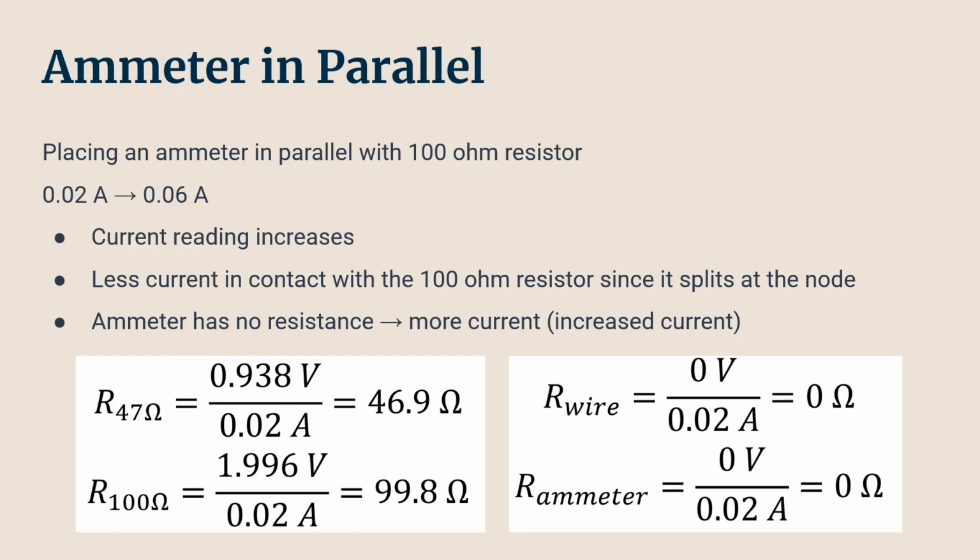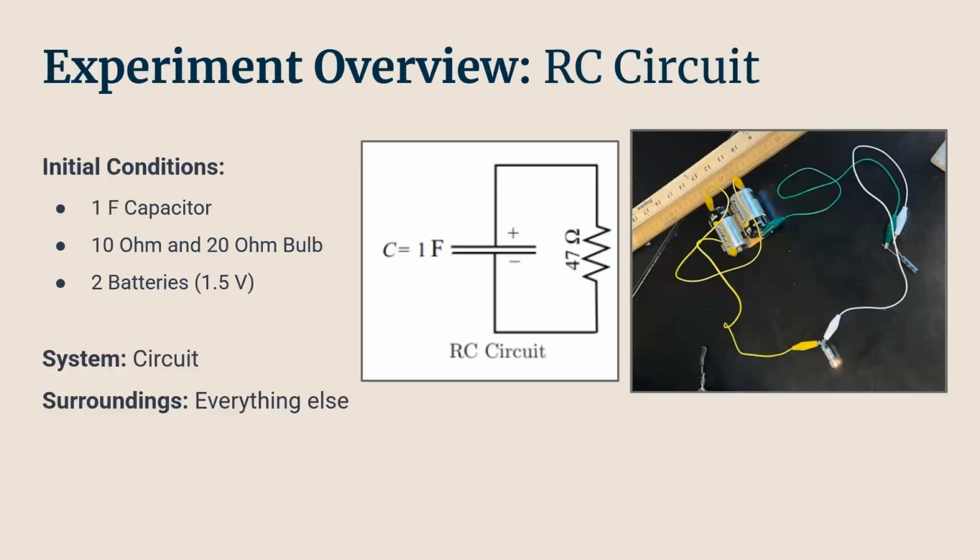Since the ammeter has no resistance, it causes the current to increase, and using Ohm's law, we find the resistance at the resistor's wire and ammeter from the potential difference and current measurements. Some values are lower than expected, which may be due to the precision of the ammeter itself.